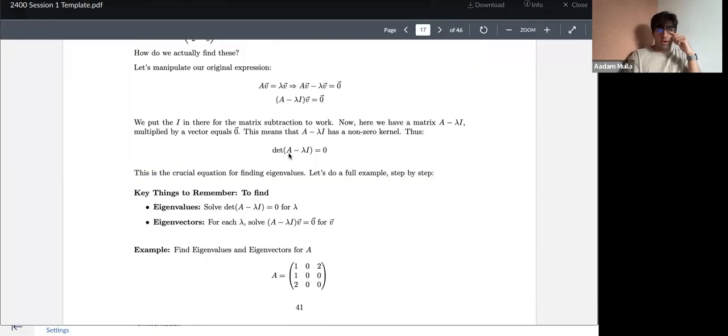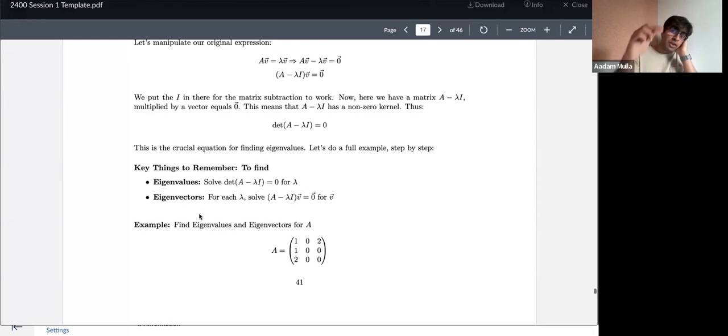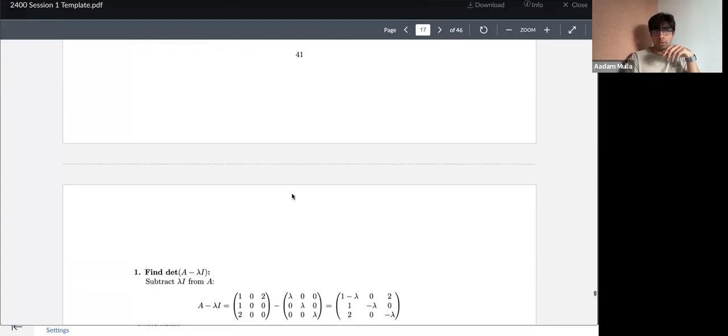We get that determinant of A minus lambda I equals 0. That's how we're going to solve for eigenvalues. Okay? So the steps are, given a matrix A, you first solve determinant of A minus lambda I equals 0. You set it equal to 0 and solve for lambda. Then to find eigenvectors for each lambda, you solve A minus lambda I times V equals 0 for the specific V. Let's do an example.